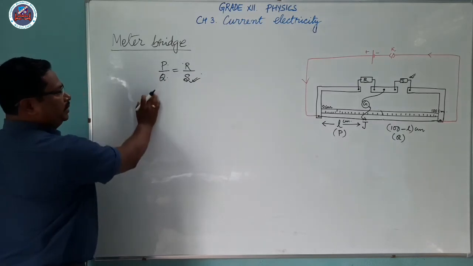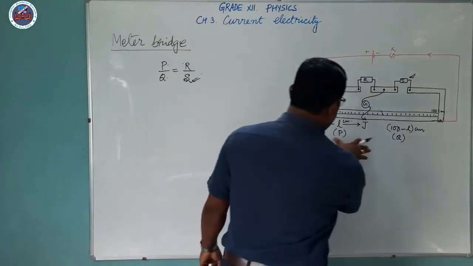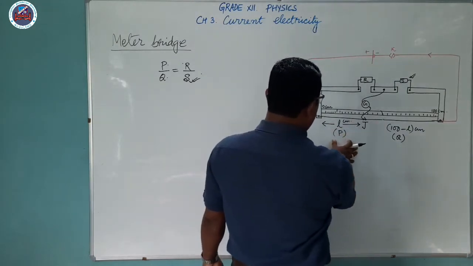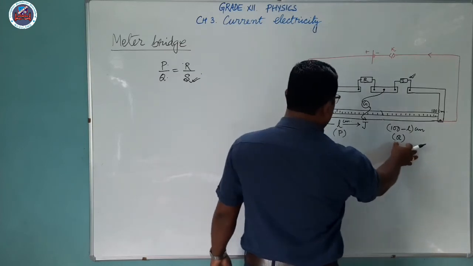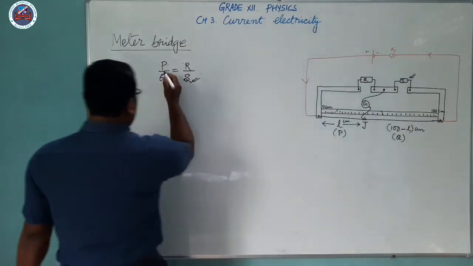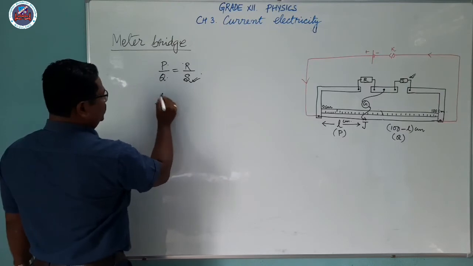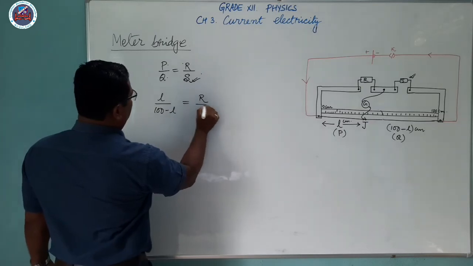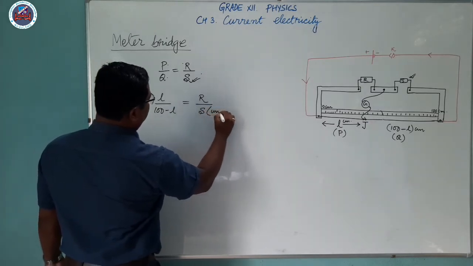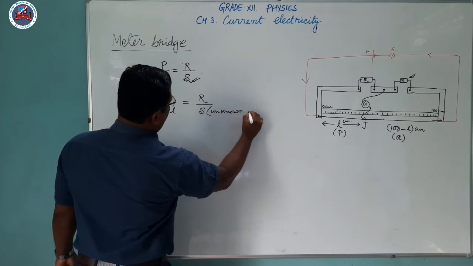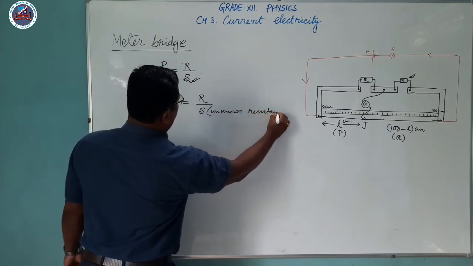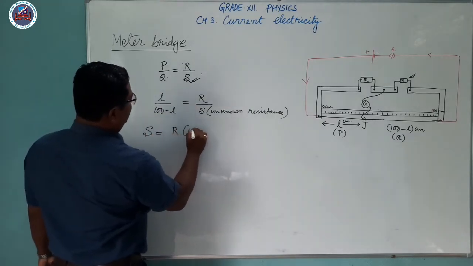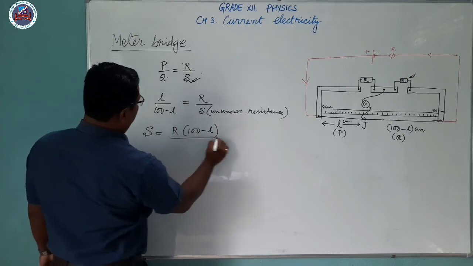Now P by Q, the ratio arm. As resistance is directly proportional to the length of the conductor, we replace P with L and Q with 100 minus L. So P gets converted to L, Q gets converted to 100 minus L, and this is your known resistance R, and this is your unknown resistance. So S will be equal to R into 100 minus L divided by L.